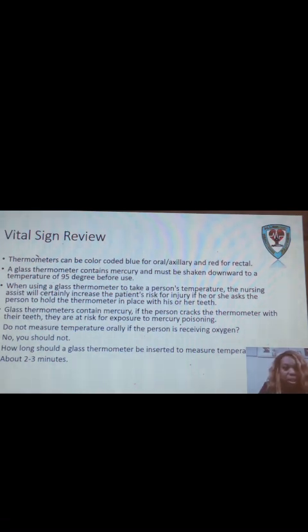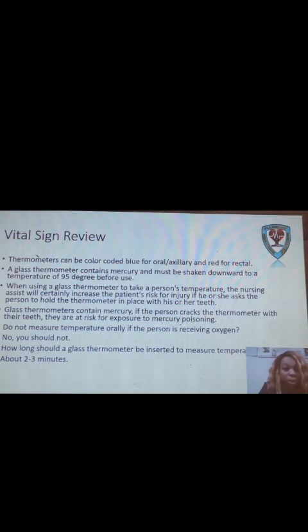A glass thermometer contains mercury, which is the reason why they're not widely used in the healthcare industry now. Because the glass thermometer contains mercury, it must be shaken down to a temperature of 95 degrees before you use it. When using a glass thermometer to take the person's temperature, you want to assist the person.